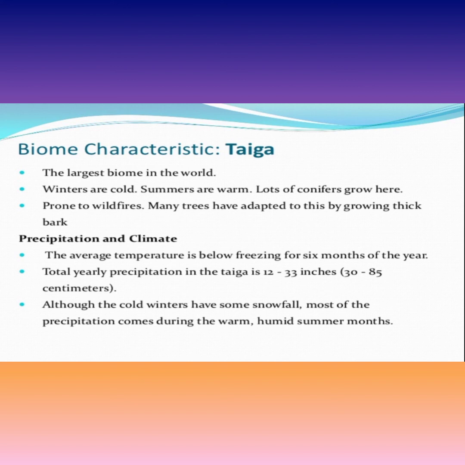Biome of a taiga. The largest biome in the world. Winters are cold and summers are warm. Lots of conifers grow here. Prone to wildfire, many trees are adapted to this by growing thick bark. Precipitation and climate: the average temperature is below freezing for 6 months of the year. Total yearly precipitation of the taiga is 12 to 33 inches. Although the cold winters have some snowfall, most of the precipitation comes during the warm, humid summer months.